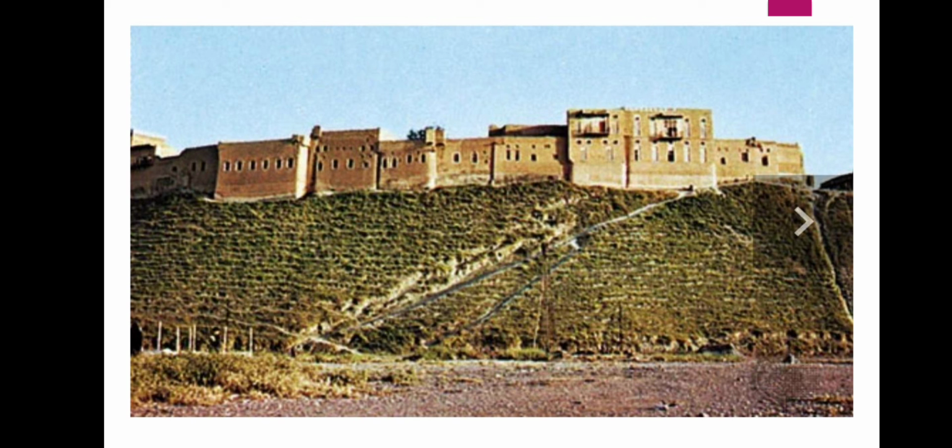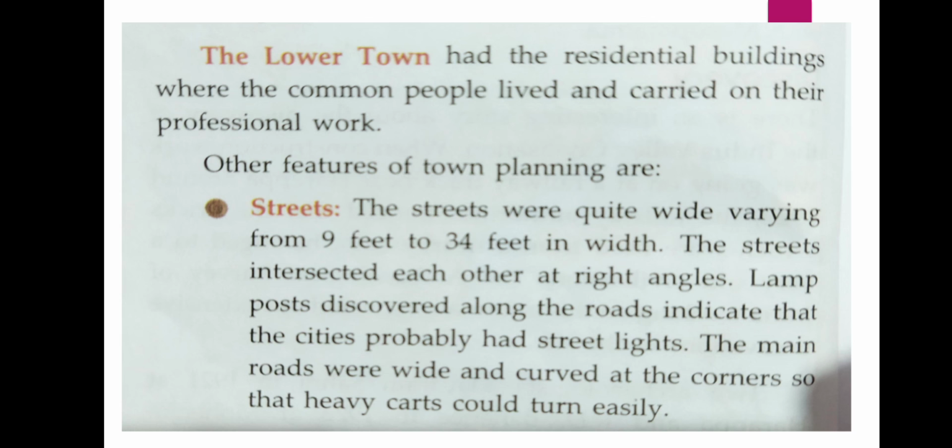So basically why were they doing this? To save themselves from the floods. To protect from the floods they were building the constructions of the town like this. And it is believed that the ruler along with the nobles lived here. Important public buildings like the Great Bath, the granary, the assembly hall and the workshops were located here. So in this citadel only all these facilities will be available.